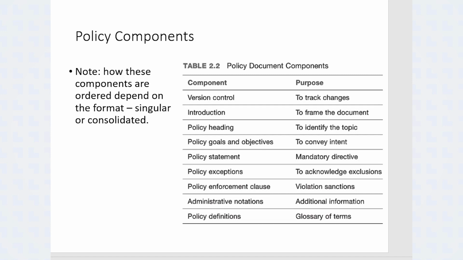Policy components depend on whether or not the format is going to be singular or consolidated. But some of the policy components are listed here. We need to understand how they're defined. You have version control, which deals with tracking changes. There are going to be many changes over time, many iterations of your policy document. You need to have an introduction to frame the document. You need to put policy headings there, identifying the topic, your goals and objectives, statements of policy, any exceptions, an enforcement clause, which will tell you what happens if you violate or fail to comply with the policy. Administrative notations are where you'd find additional information, and then the definitions are usually the glossary of terms.